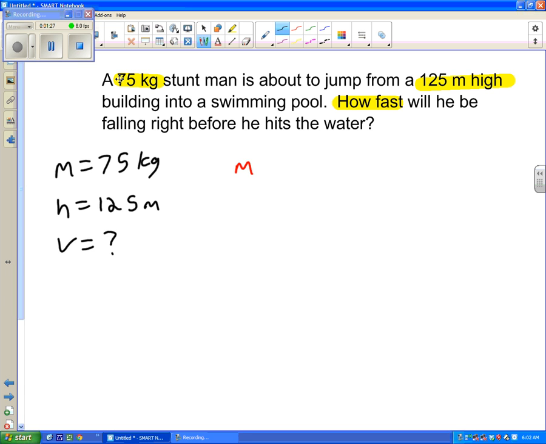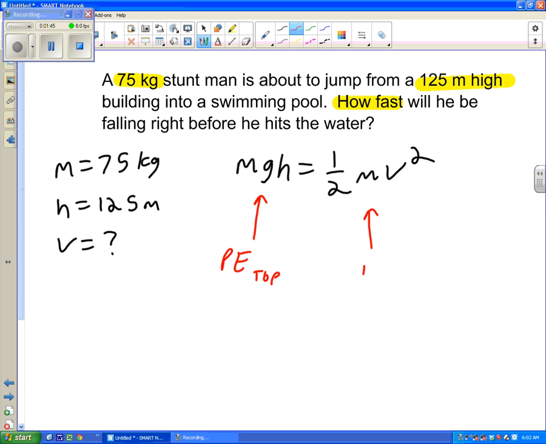And let me get a black color going. We're going to use conservation of momentum. And we can use this equation because this is the potential energy. And it's the potential energy at the top. And we know that the potential energy at the top is going to equal the kinetic energy at the bottom. So we can set these equal to each other, and everything should work out just fine. So let's look at that.